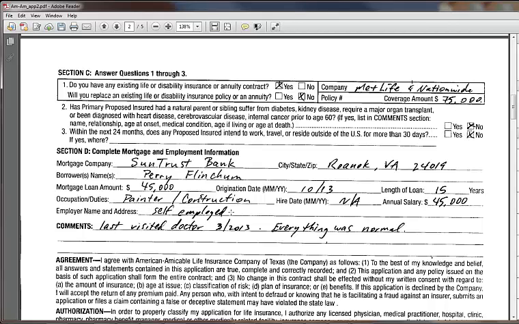Employer's name and address, many times they will just kind of verify that they are employed and not disabled. So you definitely want to make sure that's filled in.